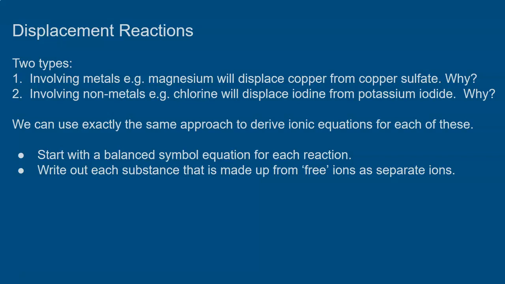So you can see, I hope, that the only thing you can cancel out there are the sulfate ions. So you end up with Mg (s) plus Cu2+ (aq) going to Cu (s) plus Mg2+ (aq).